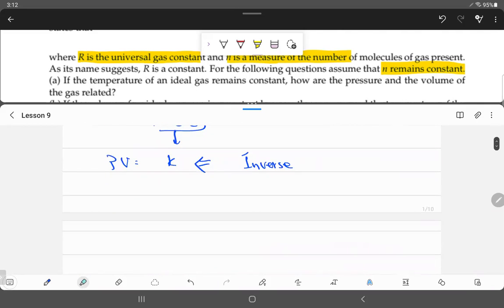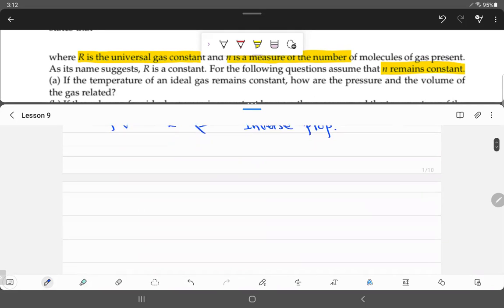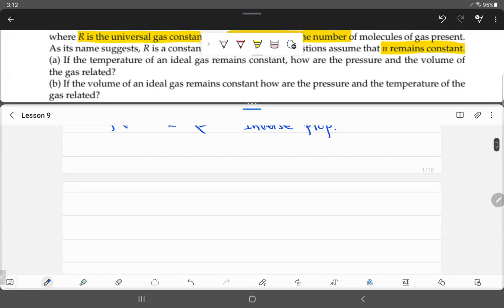So it's an inverse proportion. For B now, let's go for B.